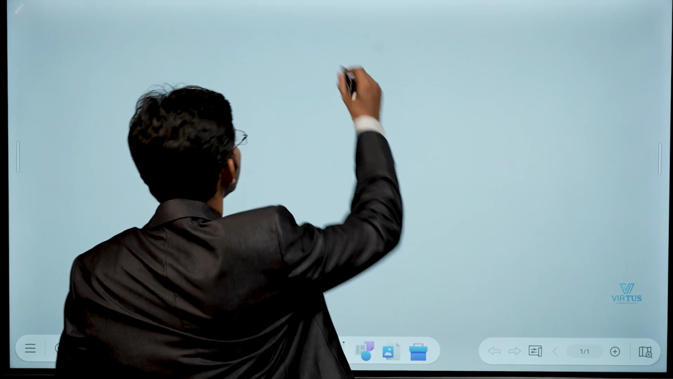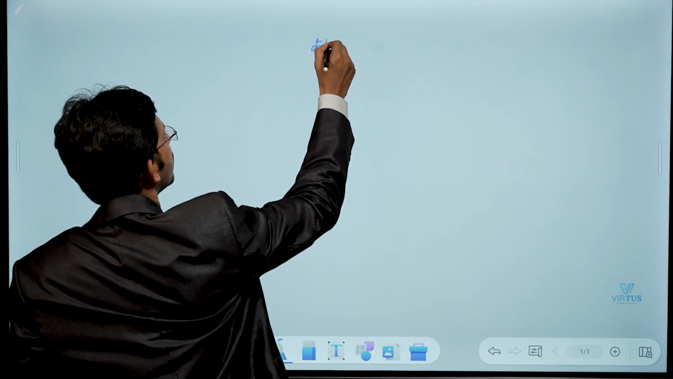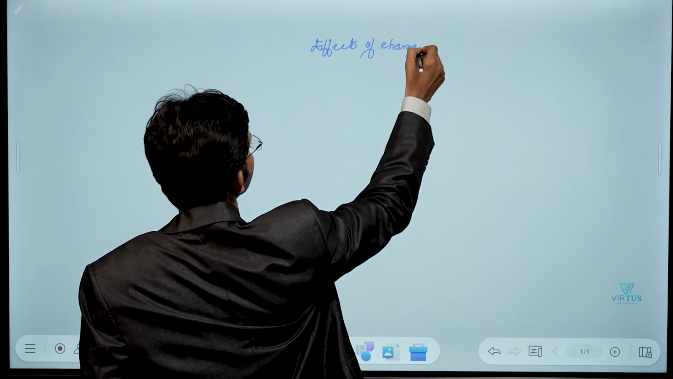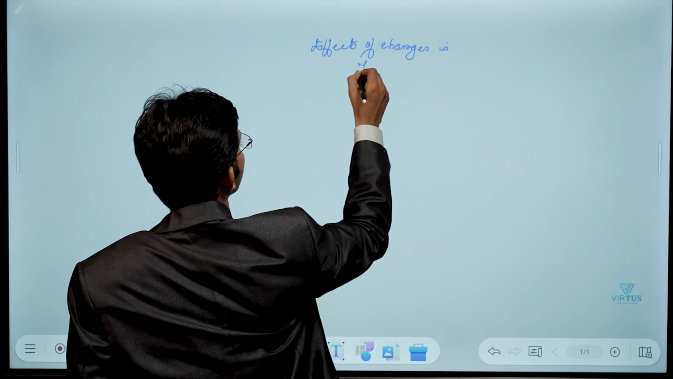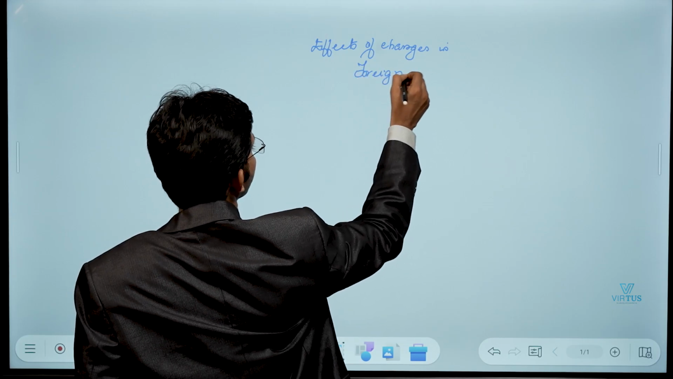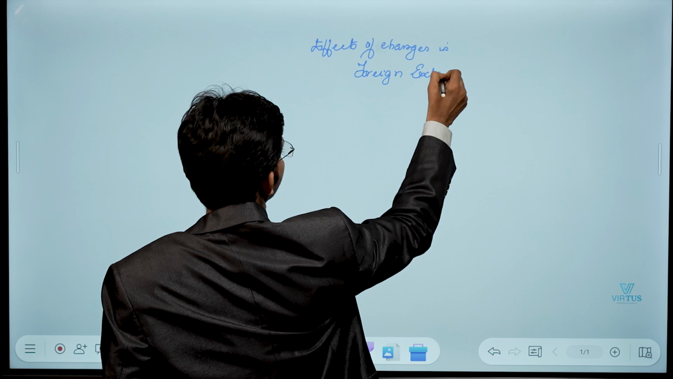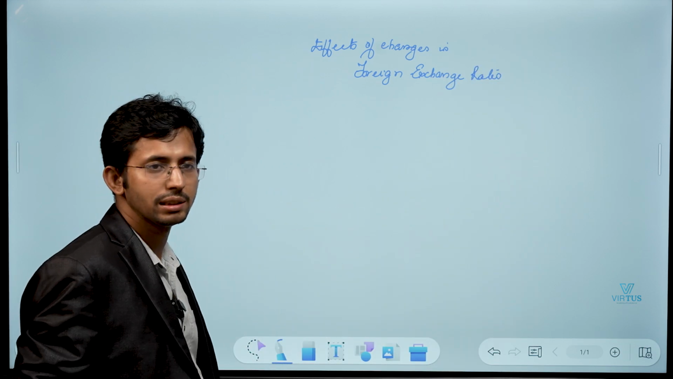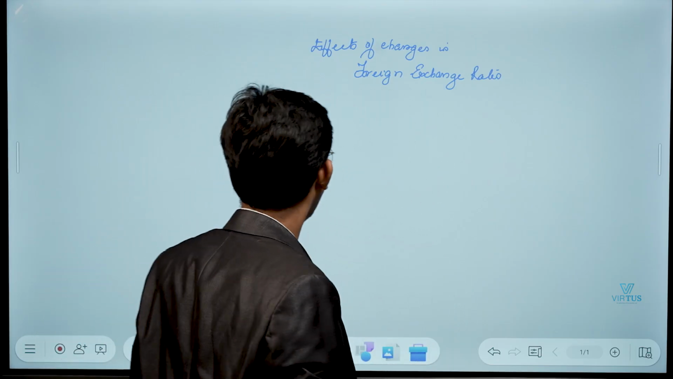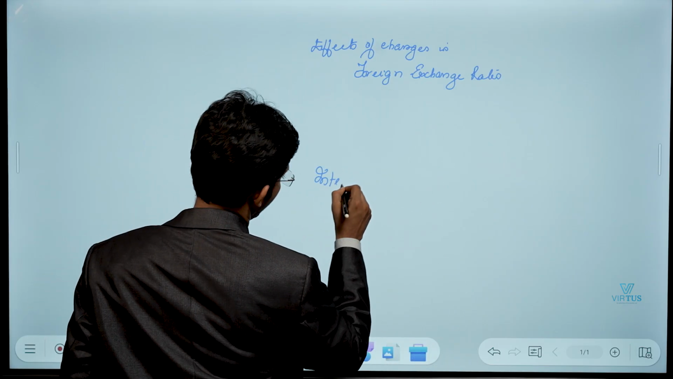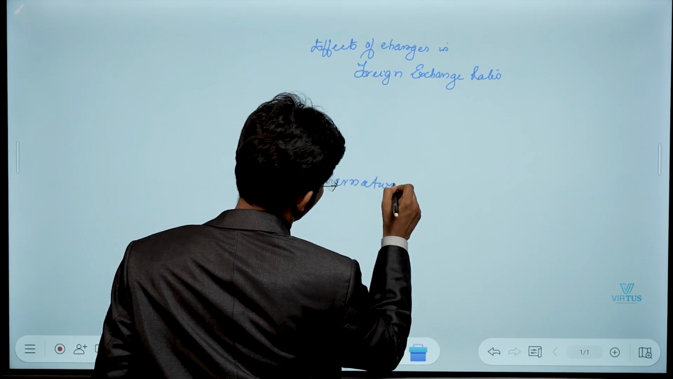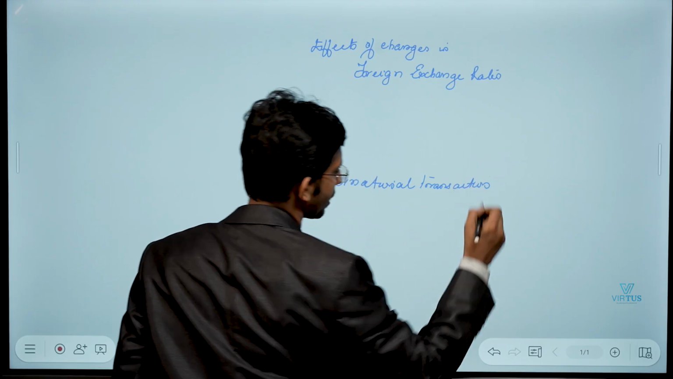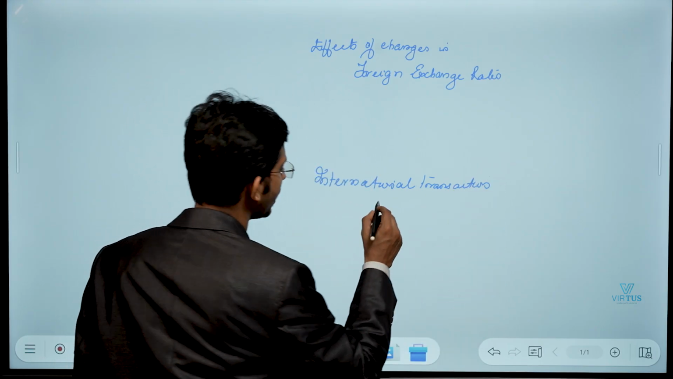IND AS 21, the effects of changes in foreign exchange rates. So what is the standard all about? The standard is all about international transactions. As we all know, any international transaction will be executed in a foreign currency.